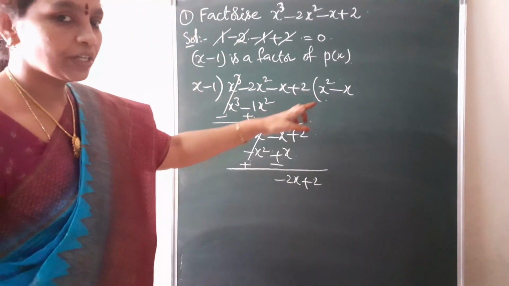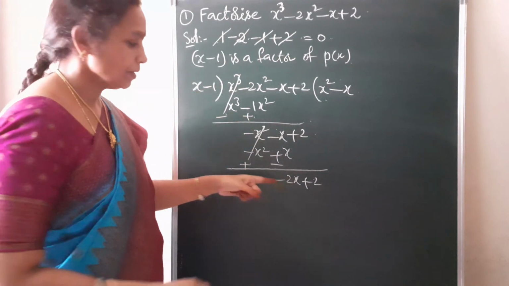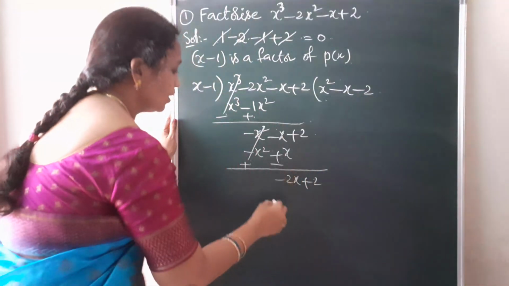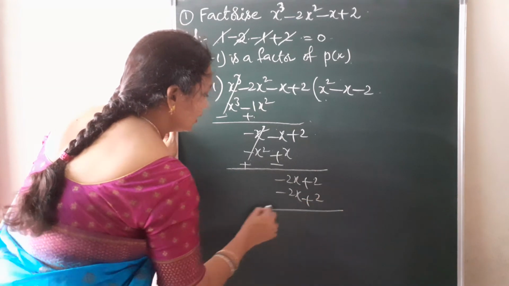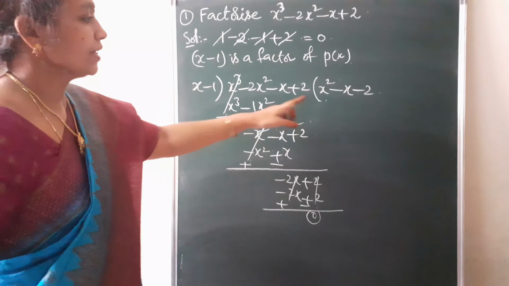The next term of the quotient you will obtain by the first term of the dividend by the first term of the divisor. In the third step, minus 2x by x is minus 2. So minus 2 times x minus 1 is minus 2x plus 2. Plus and minus get cancelled, 0. Zero remainder. And this is q of x.